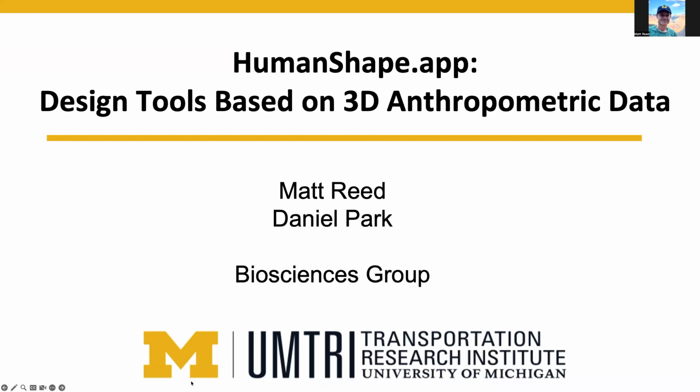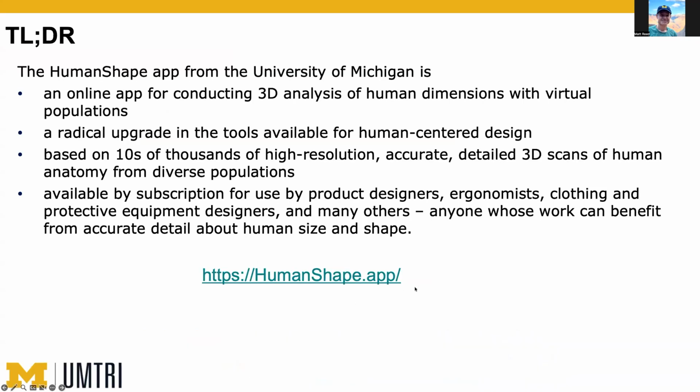I'm going to talk to you about the HumanShape app, which is a new way to use anthropometric data in design. This is the very short version. We've got a new online app. It's focused on 3D analysis for anthropometric data, that is body size and shape, with a specific focus on making the data useful for design.